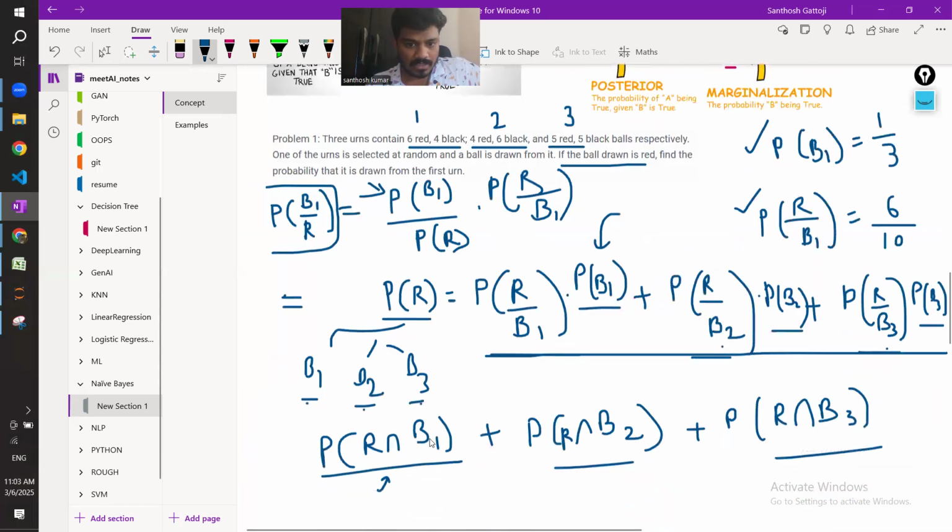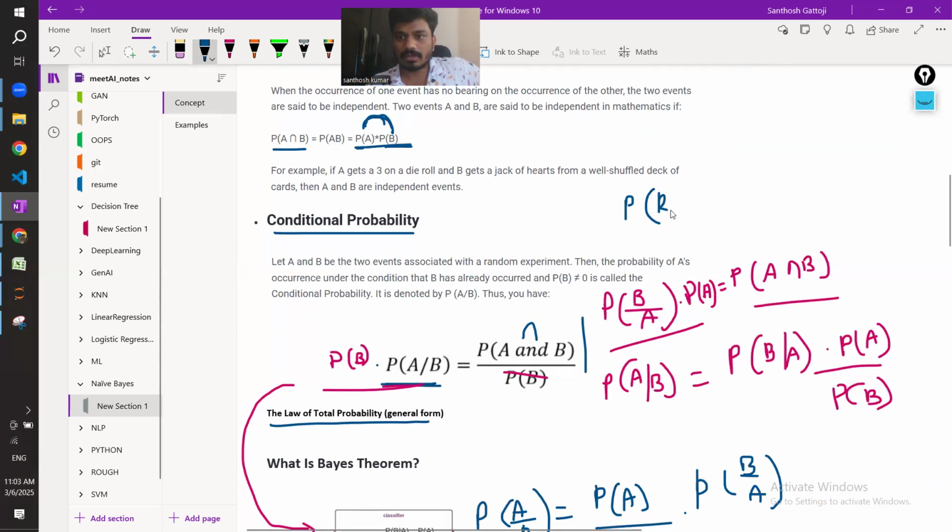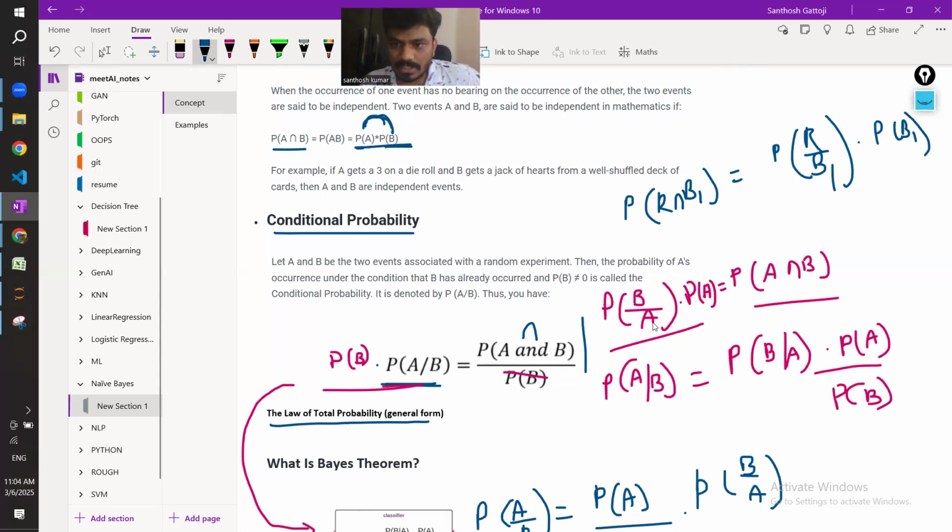R intersection B1 equal to probability of R given B1, into probability of B1. Same thing, right? So A here is B1, and B here is R. So the A intersection B formula is this, and I'm writing it in the same way. So R intersection B1 is probability of R by B1 into probability of B1. So I think you can choose this formula.